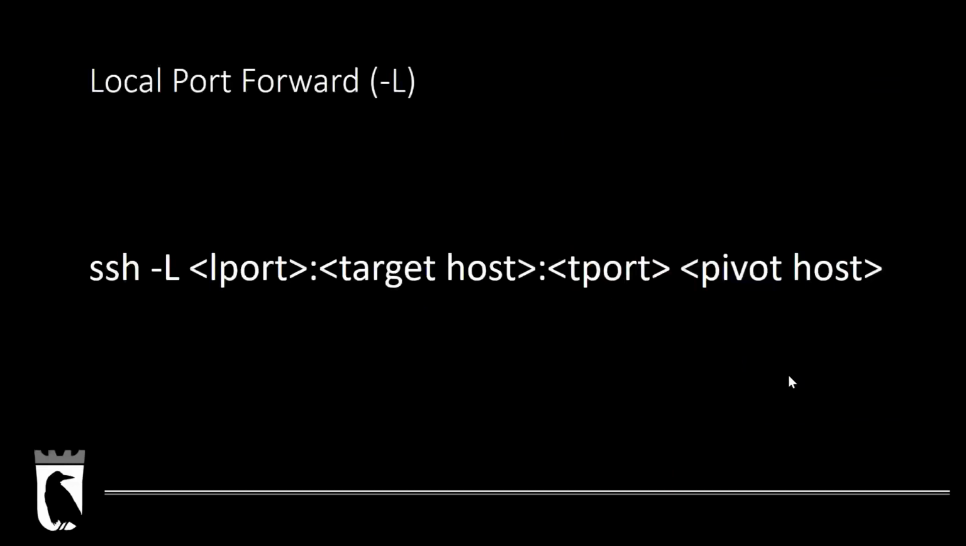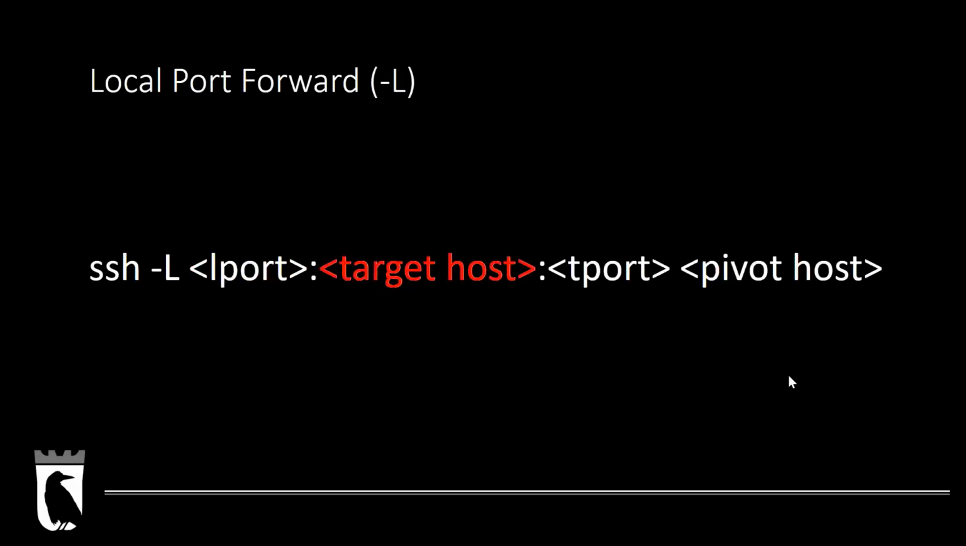Our first technique is going to be called local port forwarding, and we tell SSH that we're going to do that with a -L. We'll walk through the syntax to give you a brief overview, and then I have some demos in just a second. After we tell SSH that we're doing local port forwarding, we then put the port on our local machine that we're going to forward. This will be the one that we connect to on our local machine. Then we tell SSH what host has the port we want to get to, that we want to attack.